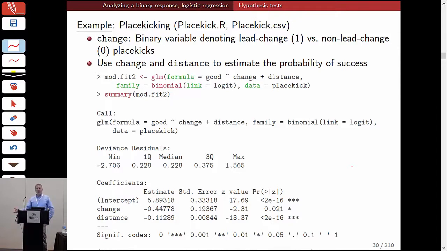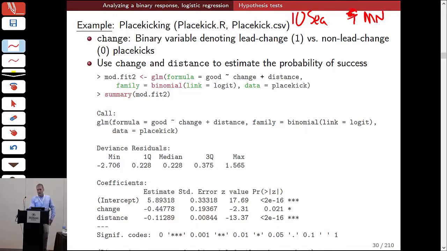Now, another variable in the data set is called change. It's a binary explanatory variable, denoting lead change versus non-lead change place kicks. So, for example, in that game between Seattle and Minnesota, the score was 10-9. If successful, that place kick, which was a field goal, would give Minnesota 3 points, and so the score would be 12-10. Minnesota would actually win, since it was the end of the game. But it would cause a lead change, because Minnesota would be leading if successful.